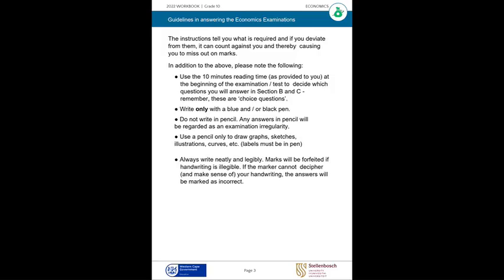Always write neatly and legibly. Marks will be forfeited if handwriting is illegible. Obviously, if somebody cannot read your answer, they won't be able to give you the marks that you deserve. If the marker cannot decipher and make sense of your handwriting, the answers will be marked as incorrect. So it is in your best interest to ensure you write neatly and also that you write so that it is readable.